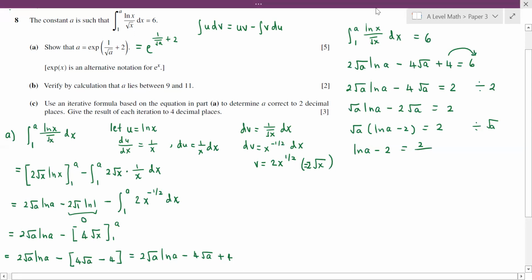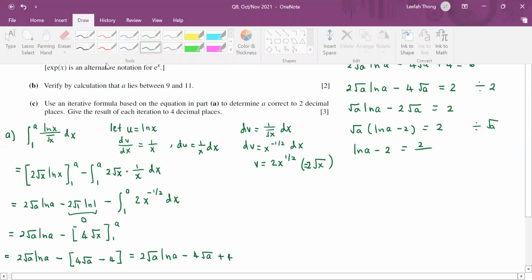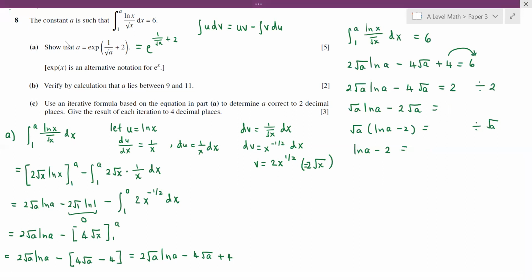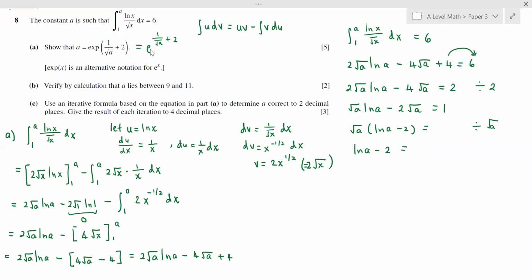When we divide by 2, this is a 1 here. So what we have now is ln a minus 2 equals 1 over square root of a. Then move the negative 2 over. We have ln a equals 1 over square root of a plus 2. And converting to exponential form, a is e to the 1 over square root of a plus 2. So that is for part A.